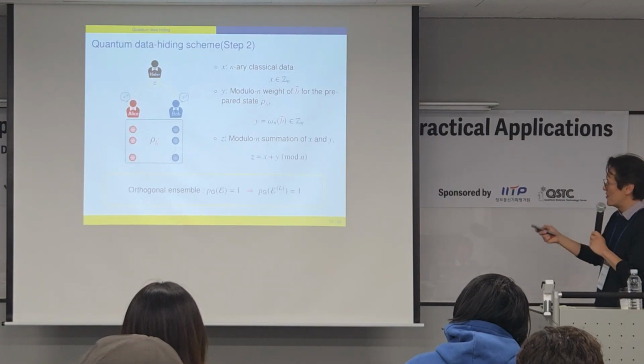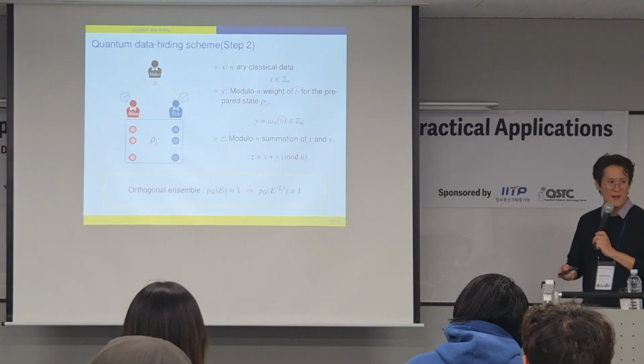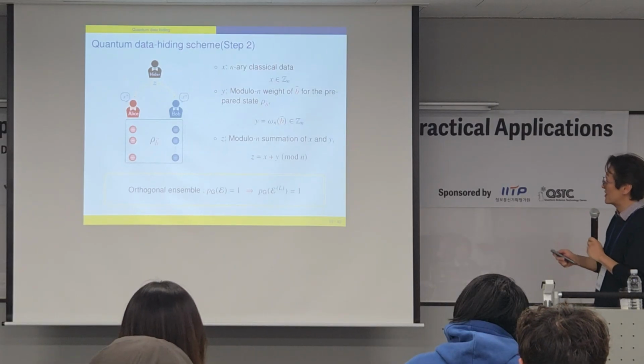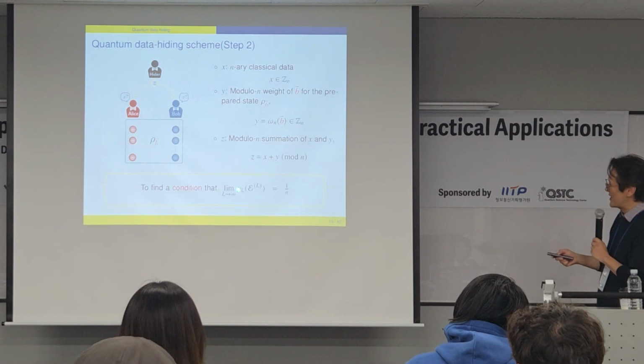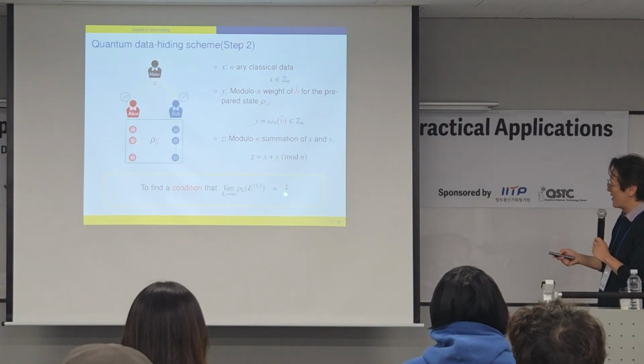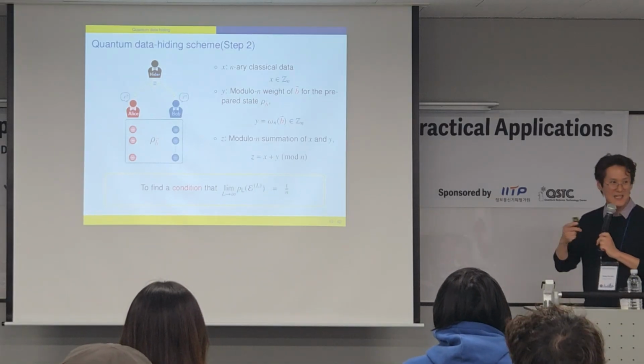Because we're going to use an orthogonal state ensemble, P_G of epsilon is always 1. That implies that P_G of this epsilon is also 1. So one sufficient condition we can find here is whether we can approximate this P_L of epsilon_n to just random guessing as n increases.